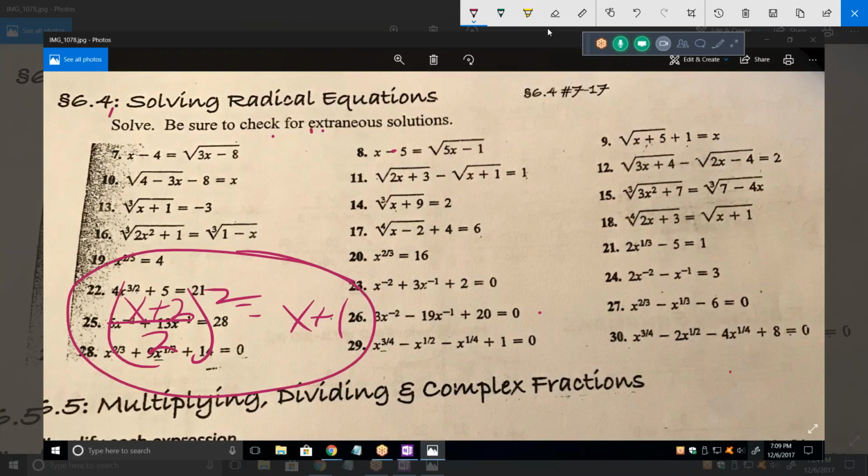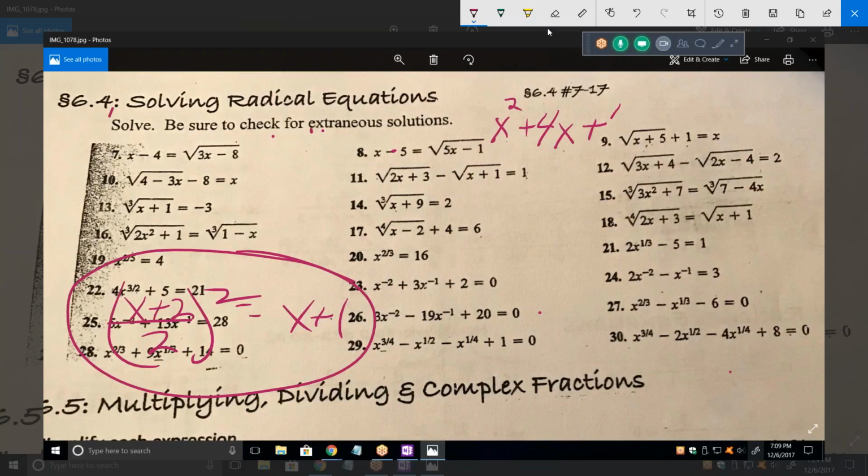So if we square that, square the top and the bottom separately. Okay, so the top would be x squared plus 4x plus 4.